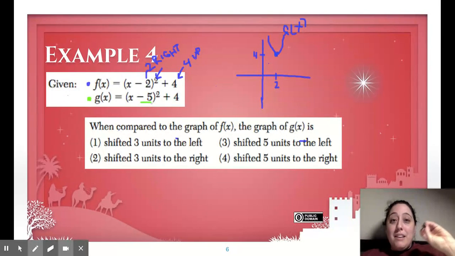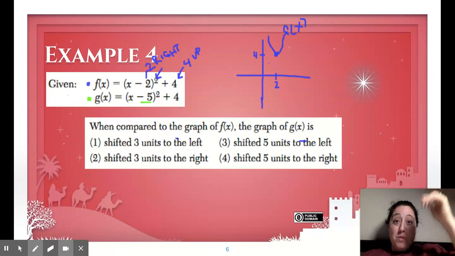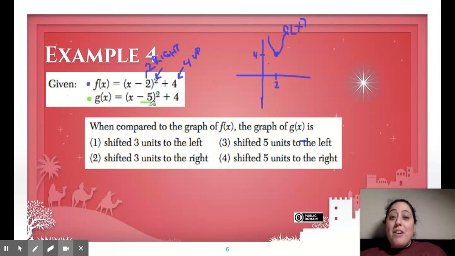So when it's minus 5, it's moving the opposite way you would think. And if you're not sure, just graph it in Desmos. Put this exact equation in Desmos and see where it moves. Okay, so this is going 5 right, so it would be going to the right 5 spaces, and it would be going up the same 4, right? Plus 4, it would still be going up 4. So that would look something like this, right? And this would be g of x.